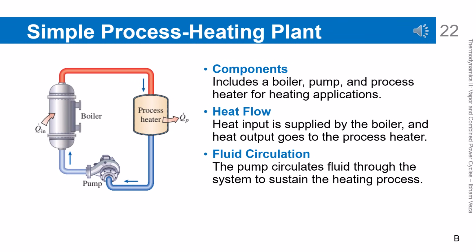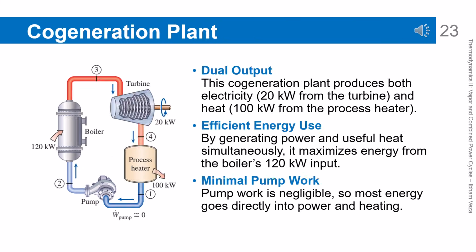Simple process heating plant overview. This system shows an application of a steam cycle that does not focus on electricity generation, but on process heat utilization. Thermal energy from the boiler is used directly by the process heater. The pump maintains fluid circulation in the system. There is no turbine, so there is no conversion of heat into mechanical work. This concept is common in industries that require large amounts of heat.